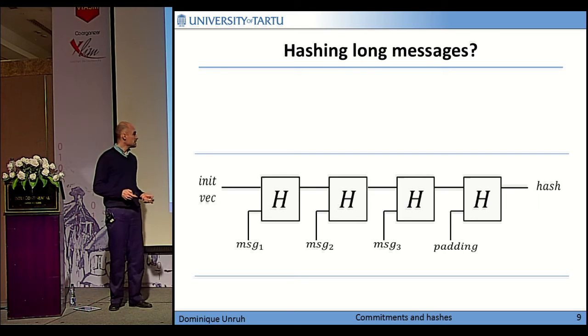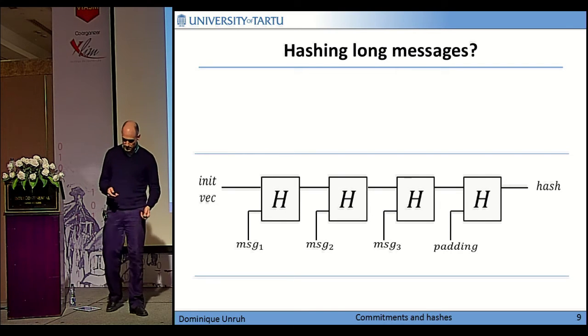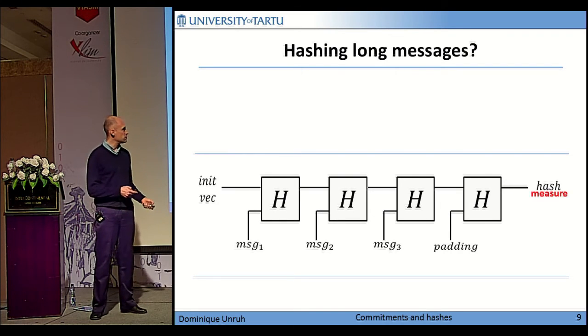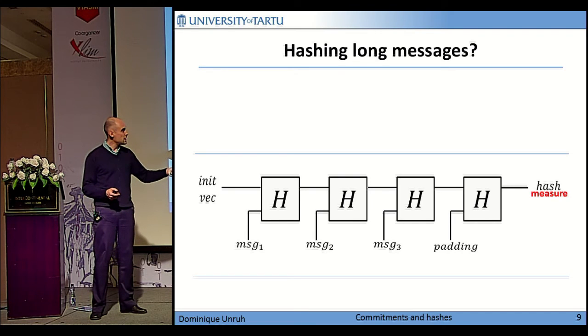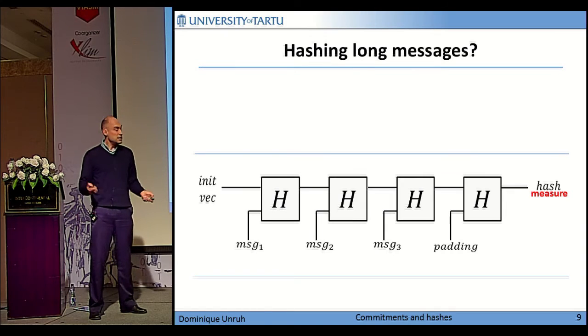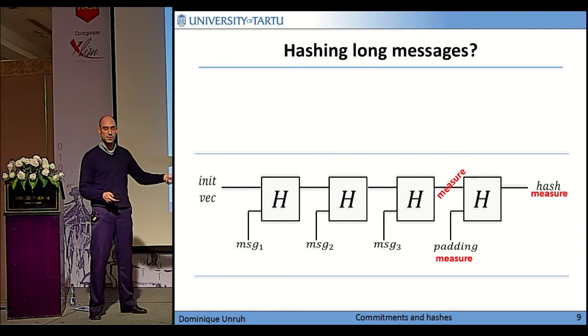Why is that the case? Well, what we need to show is that measuring the hash is equivalent to measuring everything that goes in. And I will sketch that. So assume we measure the hash here. This, because this hash function on its own is collapsing, is indistinguishable from also measuring the inputs to that function.